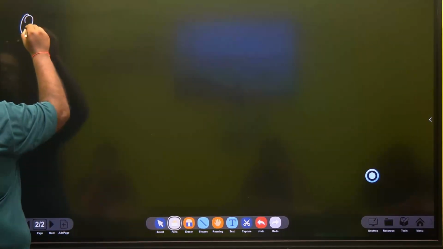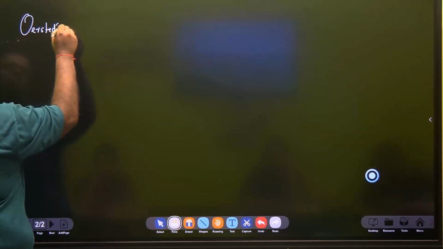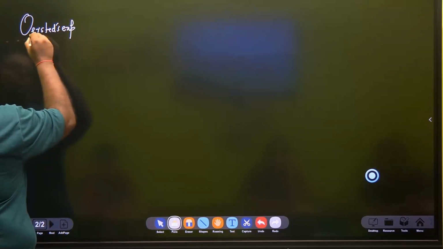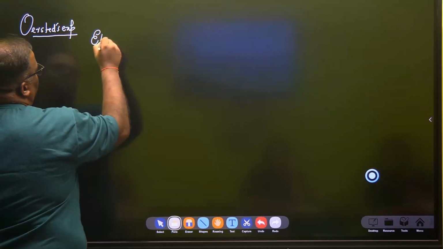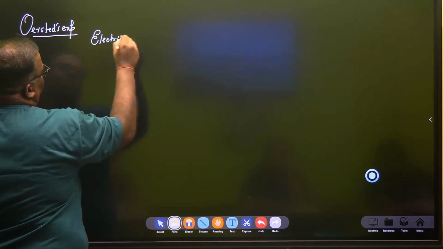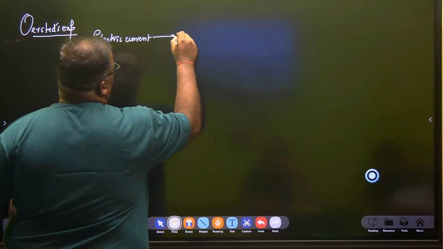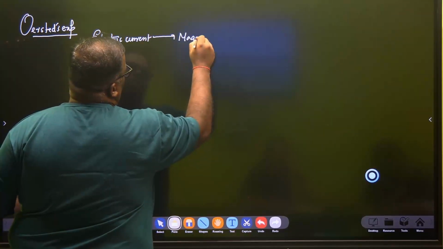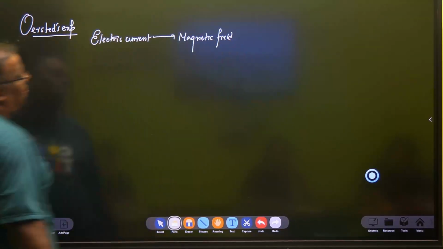Now, again in the idea part, go back to Ørsted's experiment. What did Ørsted's experiment tell you? Ørsted's experiment told you that electric current gives rise to a magnetic field. Didn't we study this? Right.